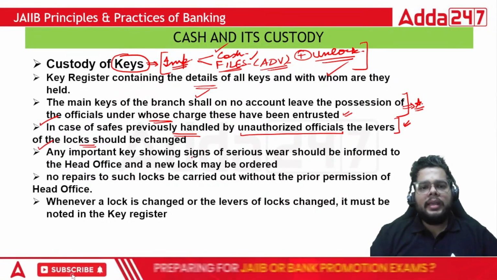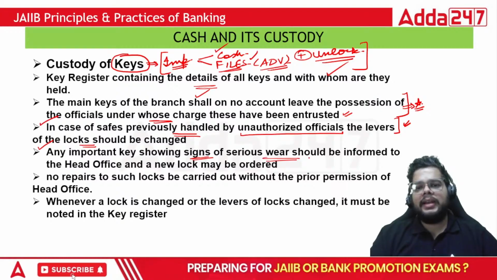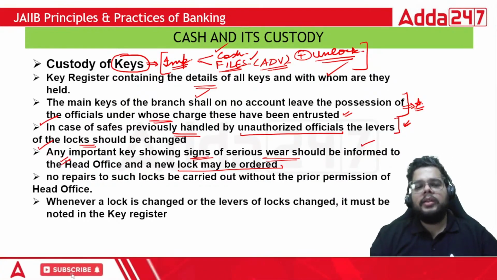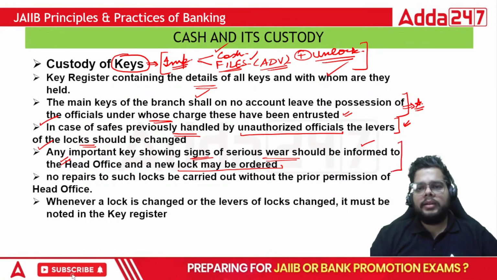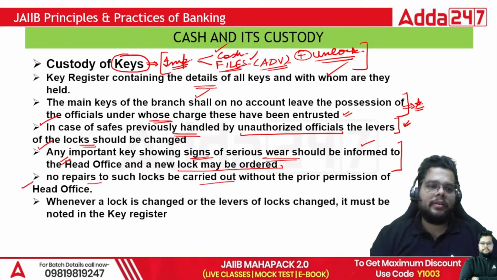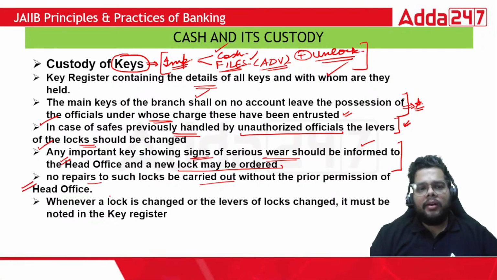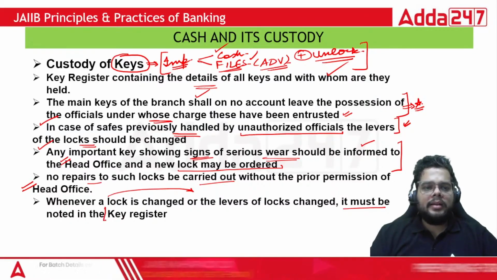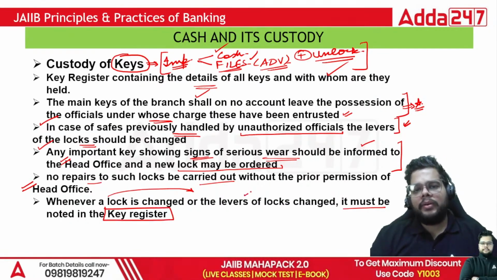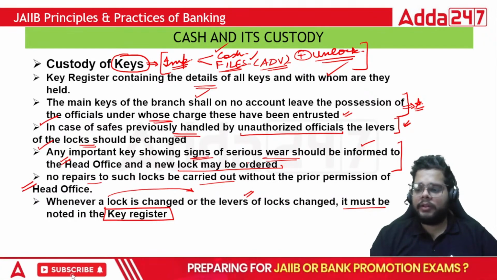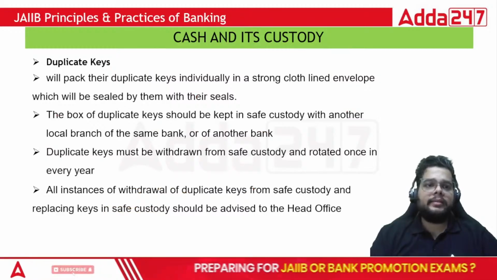Any important key showing signs of serious wear and tear should be informed to the head office and a new lock may be ordered. So the head office must be consulted first, only then will you order the new lock. No repairs to such locks should be carried out without the prior permission of head office. Whenever a lock is changed or the levers of the locks are changed, it must be noted in the key register. So levers are very, very important.